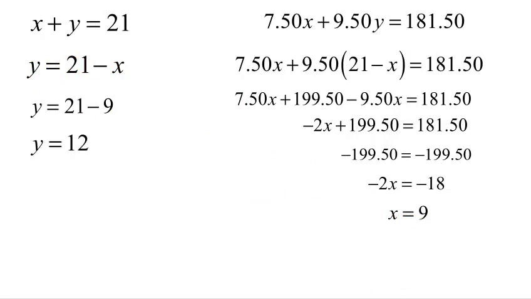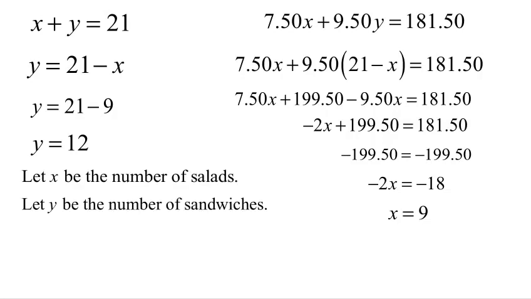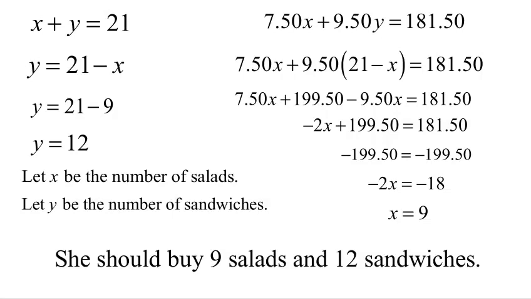Now I believe you should always give a word answer to a word problem, but to do that you have to remind yourselves of what the variables were. We said x was the number of salads and y was the number of sandwiches. So our final answer will be we need 9 salads, we need 12 sandwiches. So as I write, she should buy 9 salads and 12 sandwiches.